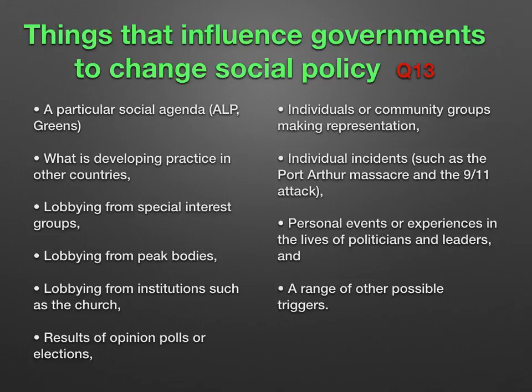So what is it that influences government to change social policy? It could be, as we've just mentioned, a particular social agenda, like the ALP, the Greens, etc. have a focus on social agenda. It could be developing practice in other countries. It could be lobbying from special interest groups, lobbying from peak bodies, lobbying from institutions such as the church, the results of opinion polls, and we've seen that the government of Australia has been very much driven by this in the last 10 or so years.